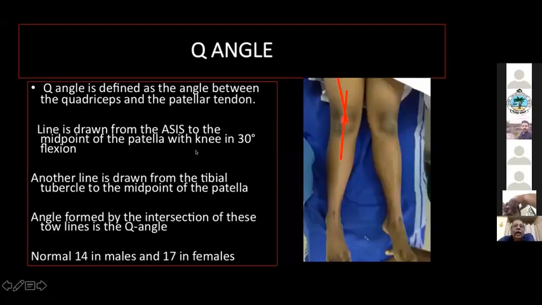Q angle, how will you measure it? We will mark a line from the ASIS to the center of the patella, then from the patella to the tibial tuberosity, and measure the angle in between. Usually you need to keep the knee in slight flexion. That is the most important thing. Okay.